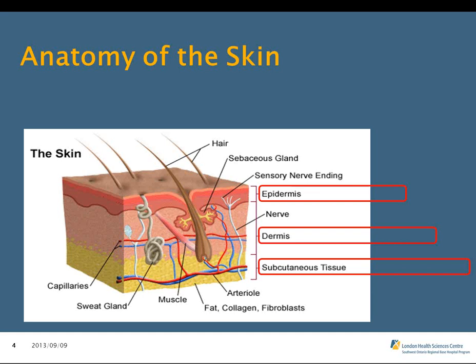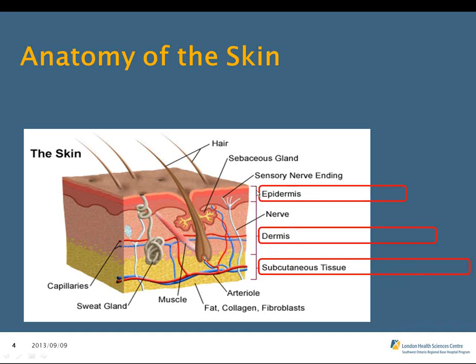So I think the most useful thing to start off with is to talk about the organ that's most commonly affected by burns, and that is the skin. And just a basic review of the anatomy of the skin, looking at the major layers that are involved, particularly in thermal injuries. As you can see on the slide in front of you now, the three main regions have been highlighted. We have the epidermal region, the dermal region, and the subcutaneous tissue.